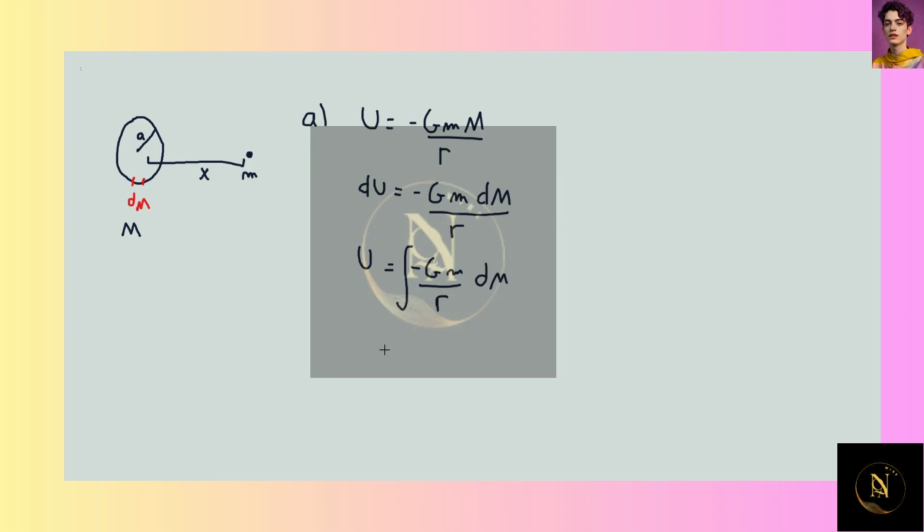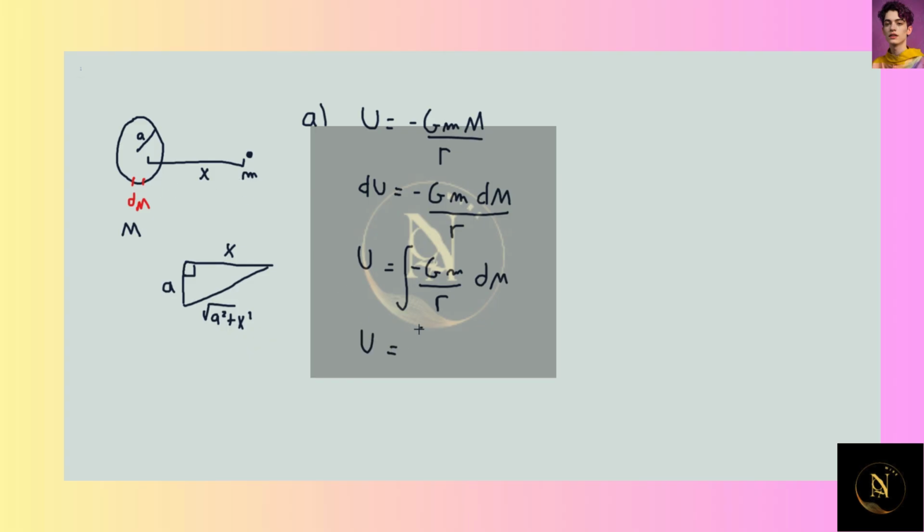And so if we write out what r is actually going to be, we can see that any little piece dm of this ring is going to be the same distance from lowercase m here. So any spot will just look like this. So it's always going to be making a triangle where one leg is x and then the other leg is just the radius of the circle. So our total distance then is always just square root of a squared plus x squared for any little piece of the ring going to the test mass.